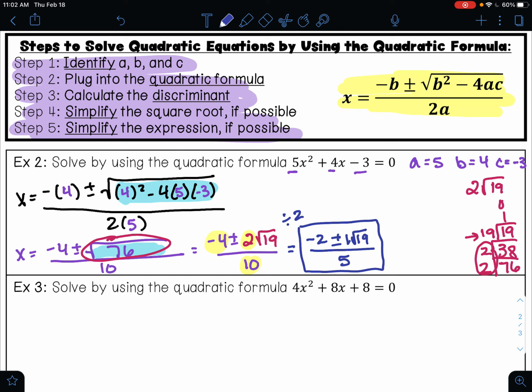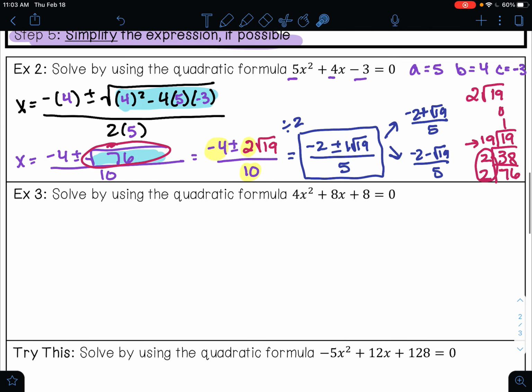Remember, this is 2 answers. The first answer is -2 plus the square root of 19 over 5. And the second answer is -2 minus the square root of 19 over 5. So if it helps you visually to see that this is 2 answers, then you can separate them out. Or you can just write the answer as one expression using the plus or minus symbol. However you want to do it, they represent the same thing.